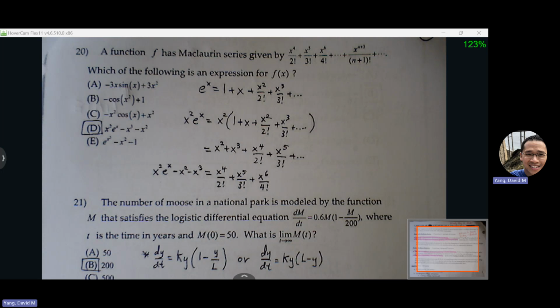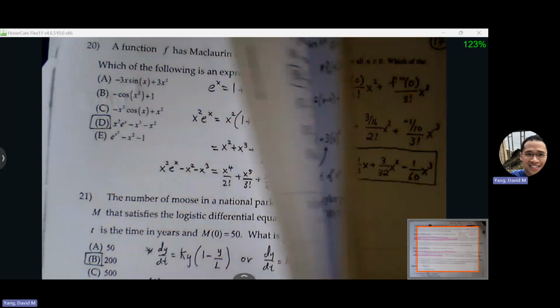Good, everybody okay? The other question that I saw, I think page 17, number 90.